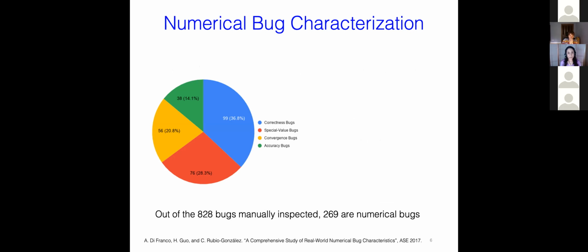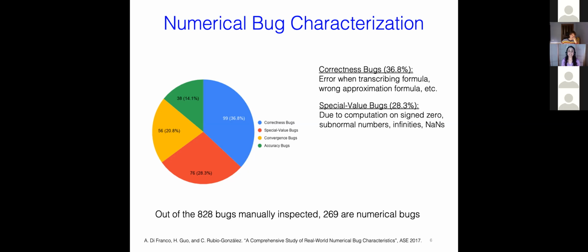And from these, we identified 4 general categories. The first one is what we call correctness bugs. These bugs are caused by any error in the implementation of an algorithm that have to do primarily with its mathematical or algorithmic structure. Then the second category was special value bugs. These are due to the computation on special values such as signed zero, subnormal numbers, infinities, and NaNs.